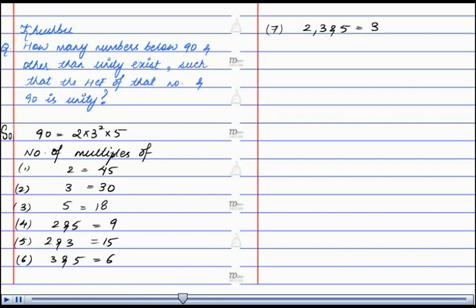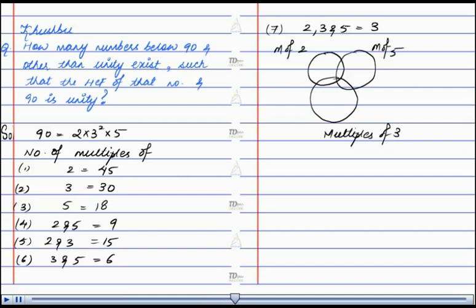We can draw a Venn diagram for the given condition. If the first circle represents the number of multiples of 2, the second one represents the number of multiples of 5, and this third circle represents the number of multiples of 3, then we get the diagram as shown here.